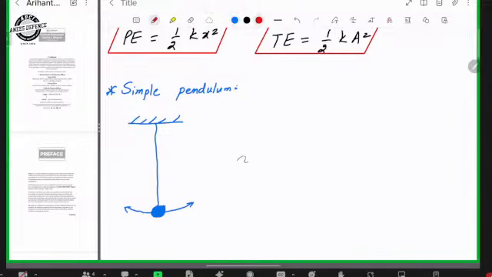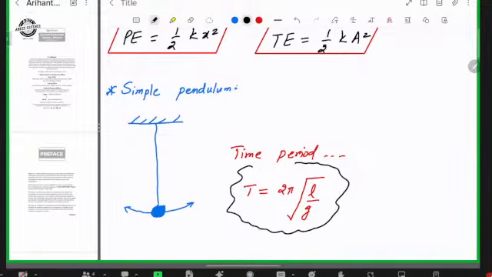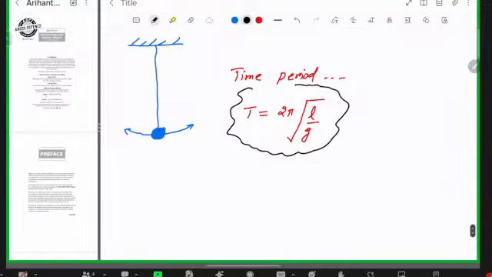So the time period of the simple pendulum is given by this equation: T is equal to 2 pi under root L by g. Okay. What is L? L is the length of the string, and g is the acceleration due to gravity.